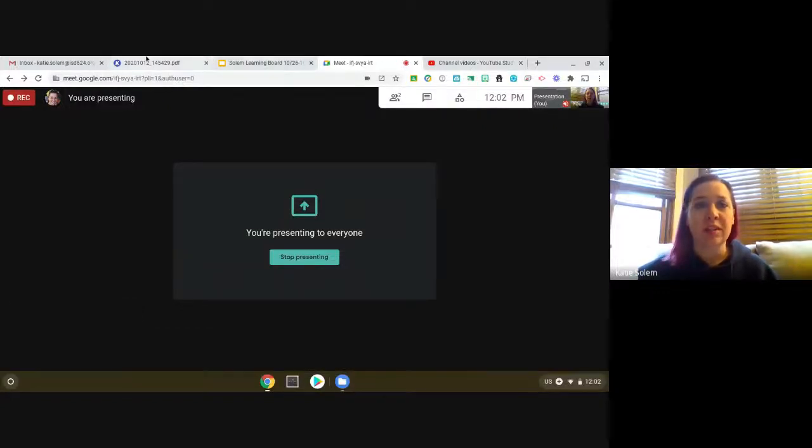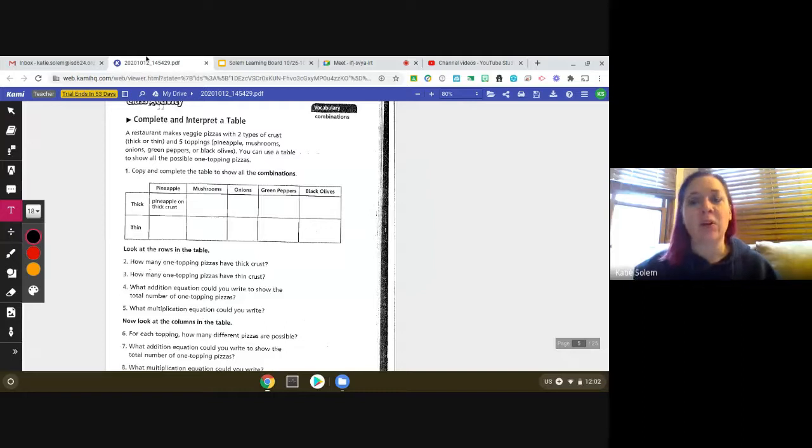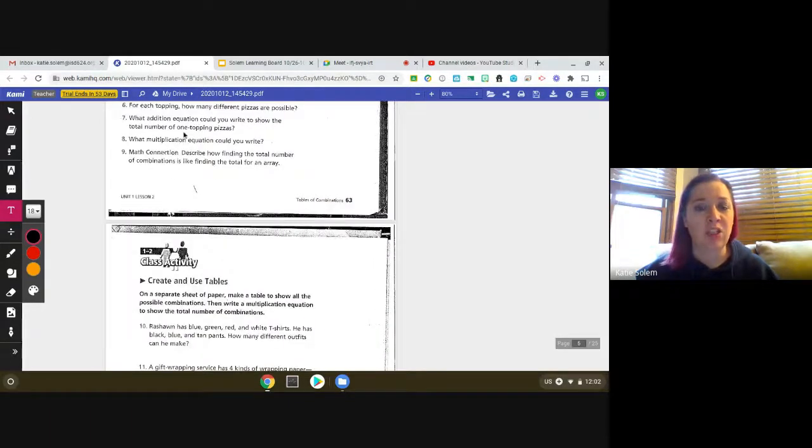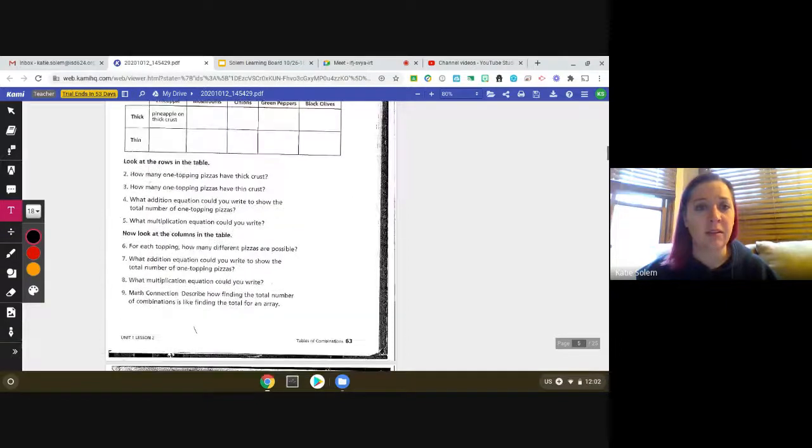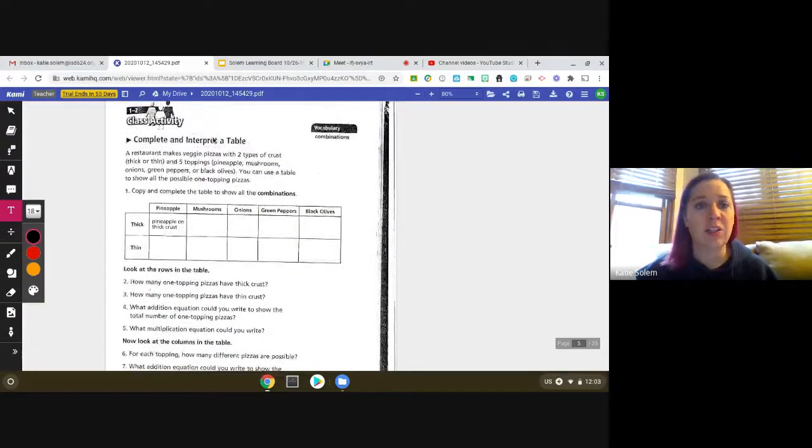Hi, boys and girls. In math today, we are going to be talking a little bit more about tables and how we can use tables to help us solve problems. So what I'd like you to do is have your math binder out with a pencil and open up to the page that says page 63, complete and interpret a table. We're going to be doing some of these together.